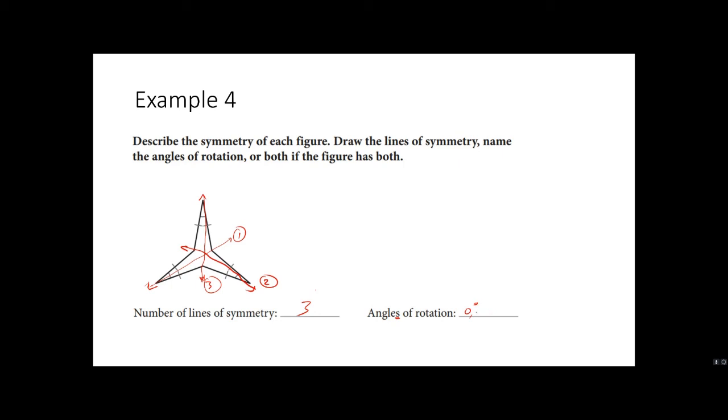If you rotate it once, well, let's see, we got 3 lines of symmetry. So remember, 360 degrees divided by the number of lines of symmetry. So we have 120 degrees. So 120 degrees would be our first spin. Another 120 would give us 240. And lastly, 360 would be another 120. So these are all the angles of rotation that we can have, okay?